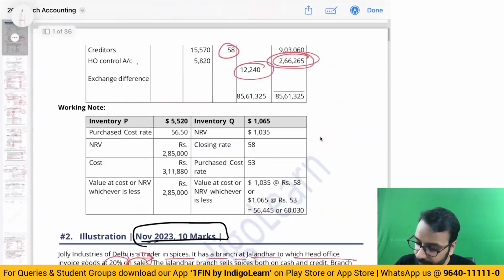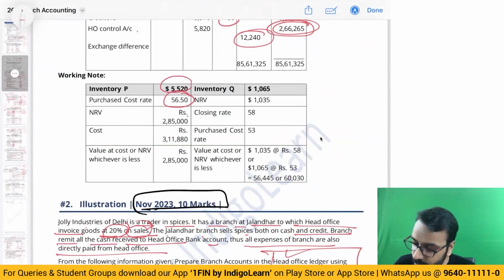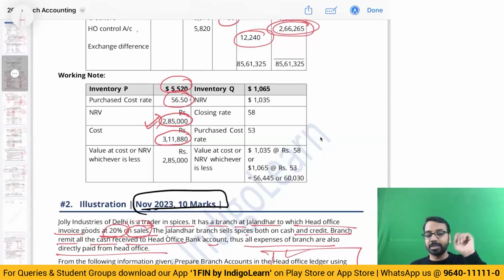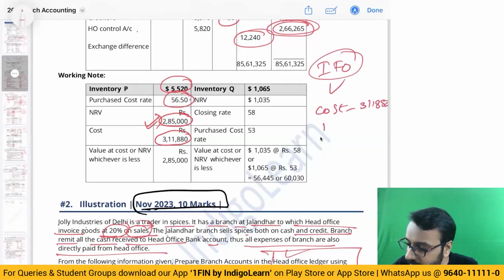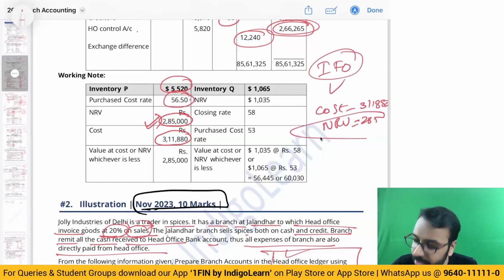In the first question, inventory valuation, cost is 56.5. So if you take 5520 cost, it becomes 311,280, but NRV is 285 as given in the question. So I cannot take it beyond NRV. Now, technically speaking, this is not how it would work in a real-life scenario, because I would be able to realize it at the foreign branch level, since I am running a foreign branch. But because it is an integral operation, it is as if it is my own books. In my own books, what is the cost of inventory? 311,880. What is the net realizable value? 285. So I will measure it at 285.